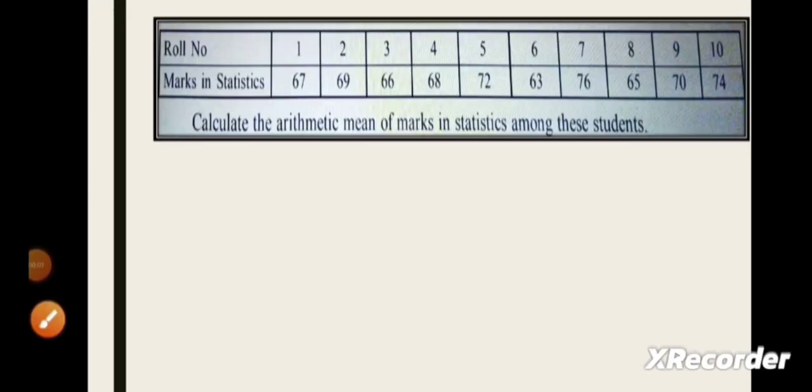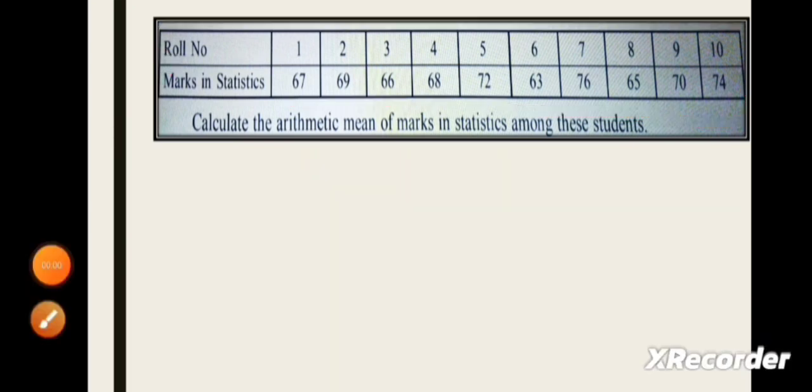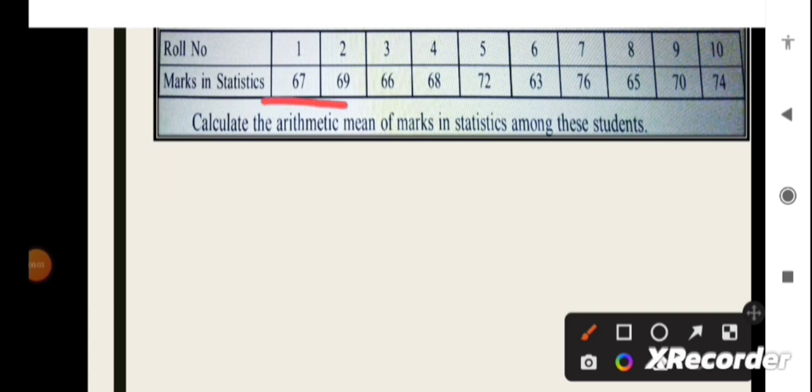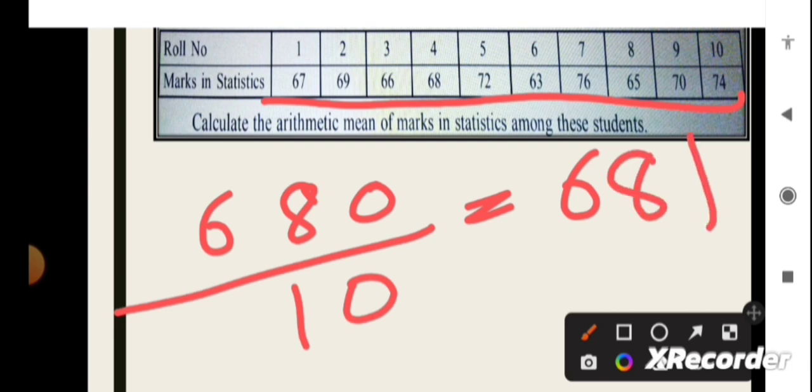Next, let's solve this question to understand the arithmetic mean more clearly. Here we have to calculate the average marks of students in statistics. So for this we have to individually add these values and divide it by the number of students. After summing up these, we will get 680, which we will divide by 10 because the number of students is 10. So here we will get an answer that is 68, which is the central value or the average marks of students.